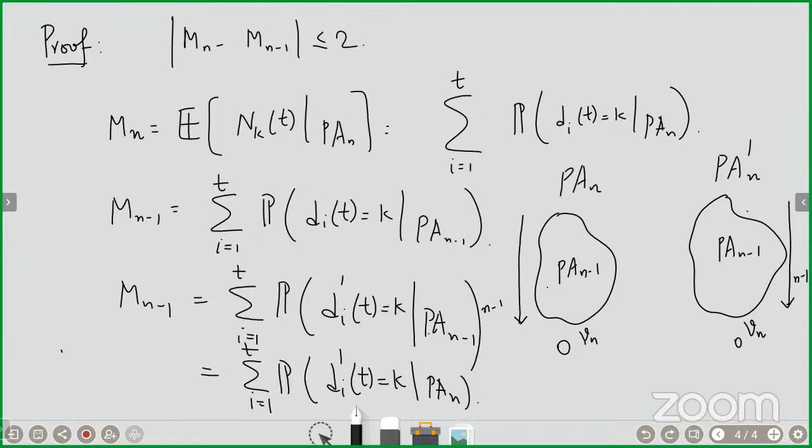Is it clear? This is the crux of the question, because from this point onwards, you'll be able to compare Mn minus 1 and M. You can't write PA and prime, right? I mean, that would be different. No, that's not different. That actually depends on that, because D prime has information coming from PA prime. So that's why we went in 3 steps here.